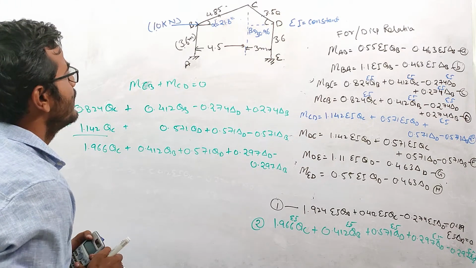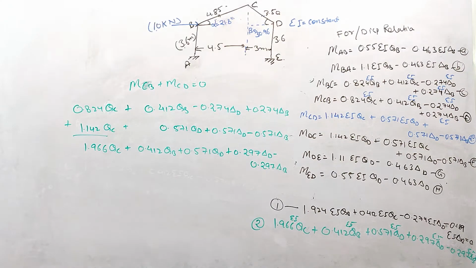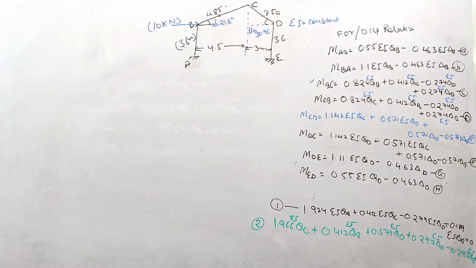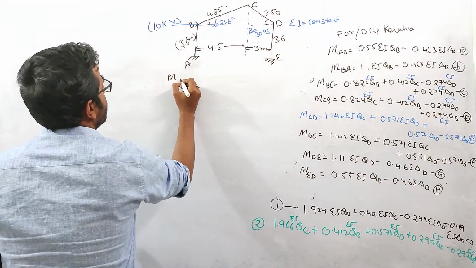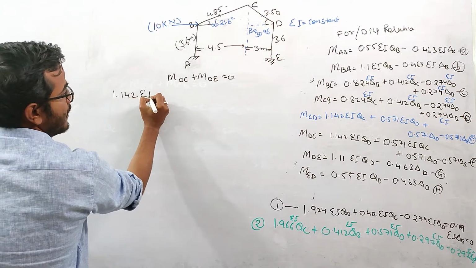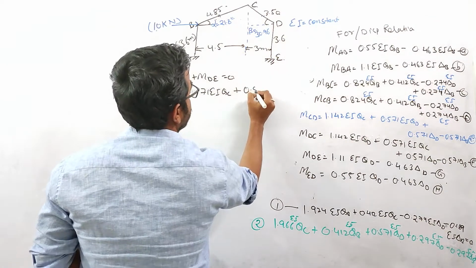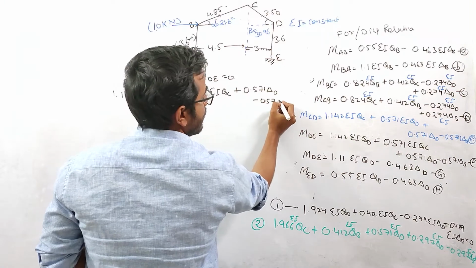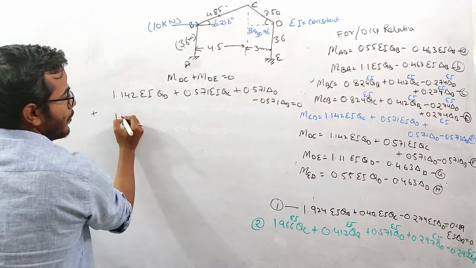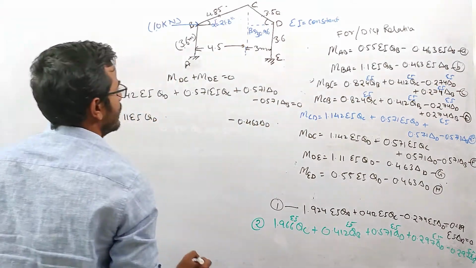Now equation number 3 will be formed by considering this joint D. And again for joint D, the equation will be MDC plus MDE equals to 0. So MDC is 1.142 EI theta D plus 0.571 EI theta C plus 0.571 delta D minus 0.571 delta B, and plus what is the value of MDE? MDE is 1.11 EI theta D minus 0.463 delta D, this is equals to 0.